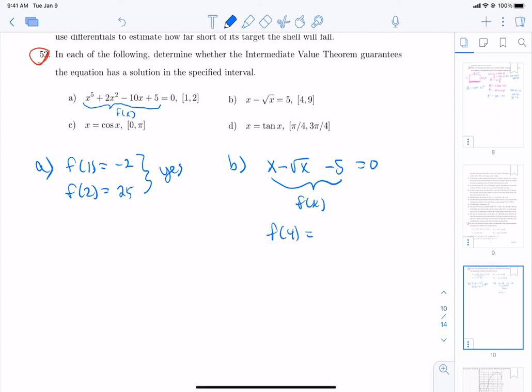So if we plug in 4, we get 4 minus 2 minus 5, which is negative 3. If we plug in 9, we get 9 minus 3 minus 5, which is 1. That's a yes again.